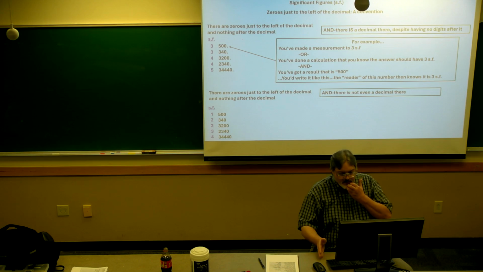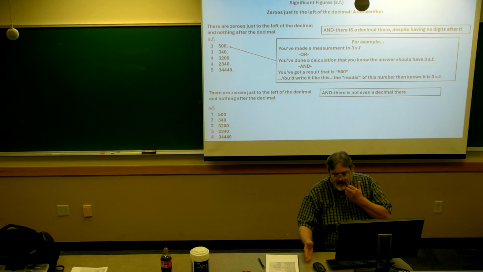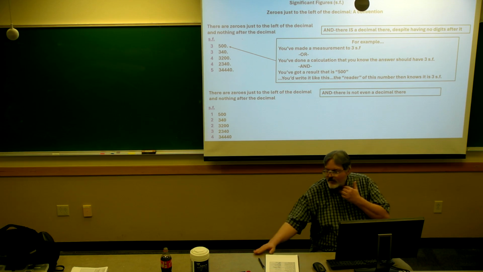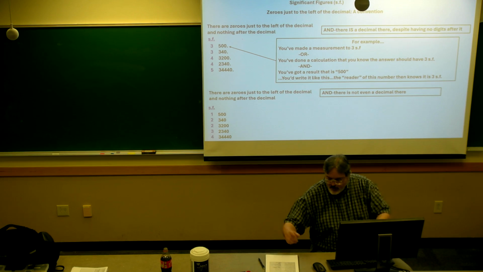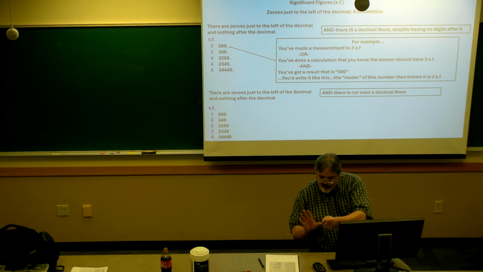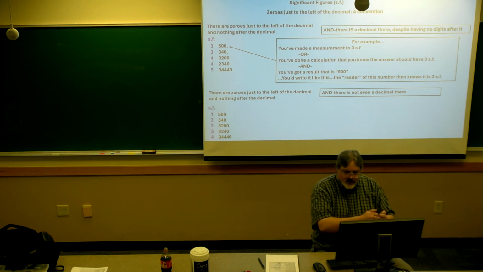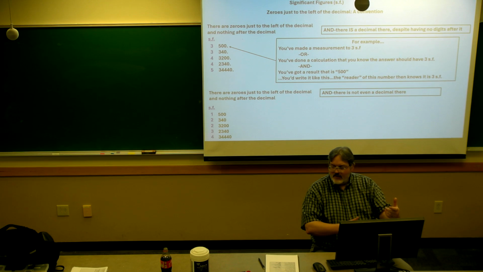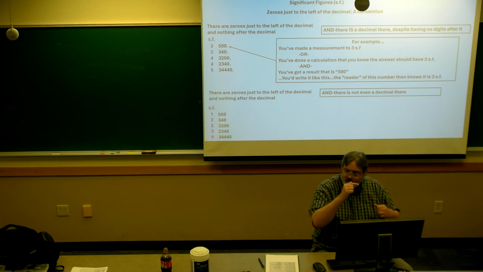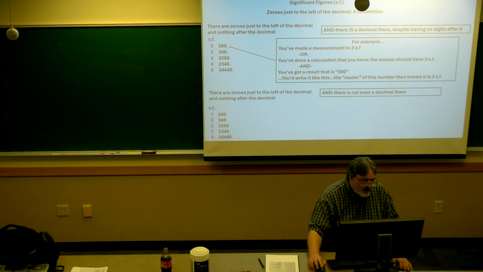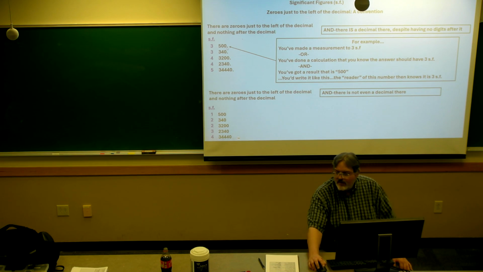So either you've made a measurement and you know it needs to be three significant figures, or you're doing a calculation that we'll get to and you know that your answer has to be in three significant figures because of your input values. And then it's on your piece of paper, you've done your calculation, and right in front of you, you have 500. What do you do? If it's three significant figures, you put the decimal there. If you knew it was supposed to be three significant figures, and this is the answer you came up with, 500, you put the decimal there to let the reader of the number know that those zeros are significant.